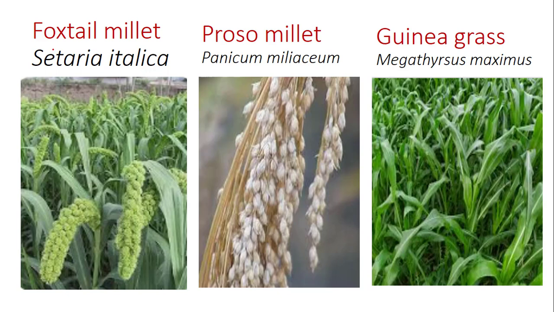Next, foxtail millet. Its scientific name is Setaria italica. Then proso millet. Its scientific name is Panicum miliaceum. Next example is Guinea grass. Its scientific name is Megathyrsus maximus.